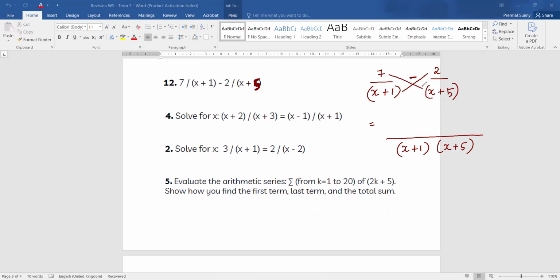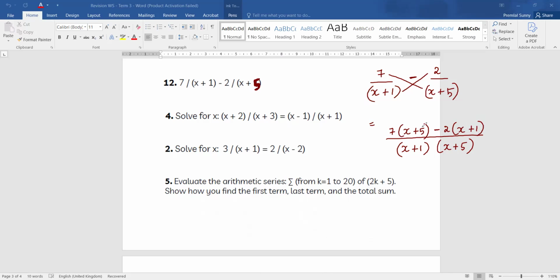So 7 is getting connected to x plus 5. So 7 gets multiplied with x plus 5. Now minus is the sign, so you put minus. 2 is getting connected to x plus 1.